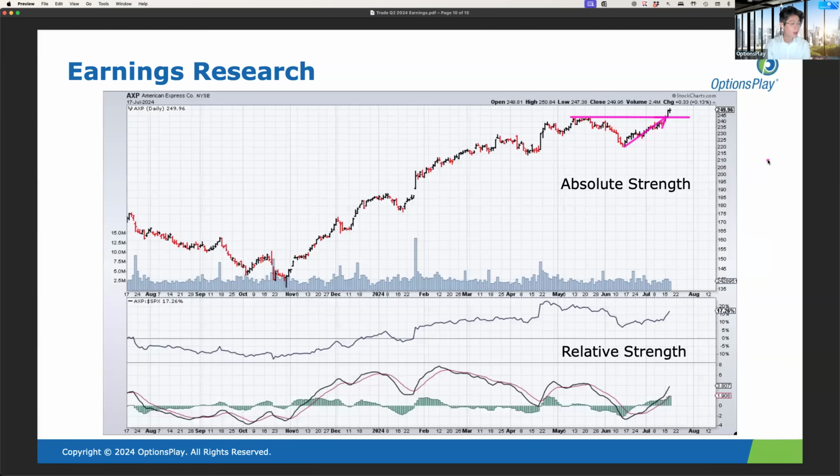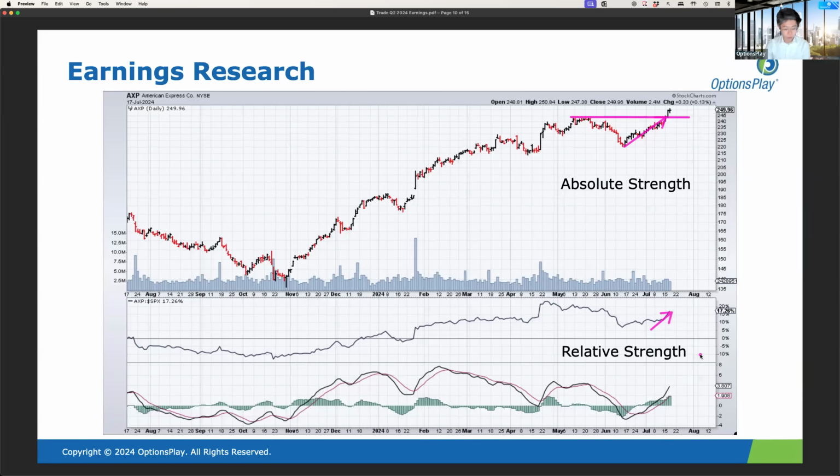But what you have is absolute strength and relative strength going into the earnings announcement, which is tomorrow morning. So if we had not taken this trade and you were taking a brand new trade in American Express, these are the things you would want to see going into earnings season: relative and absolute strength that align with each other, right?